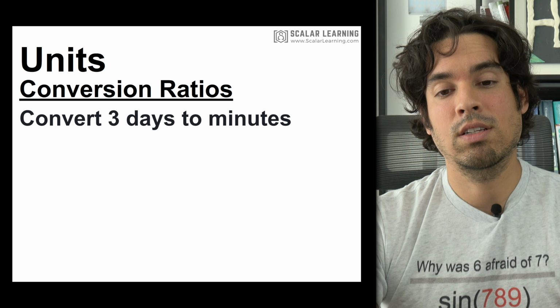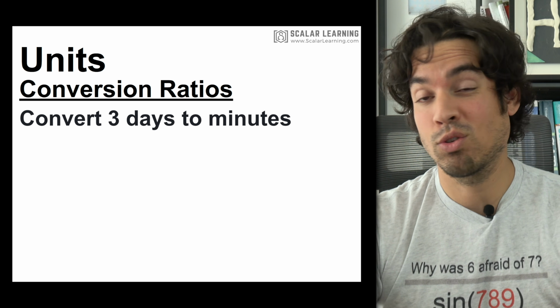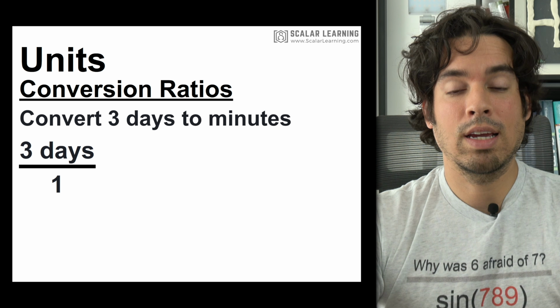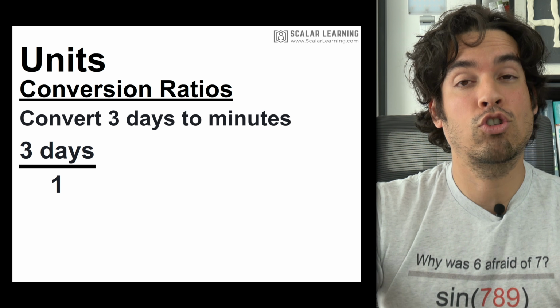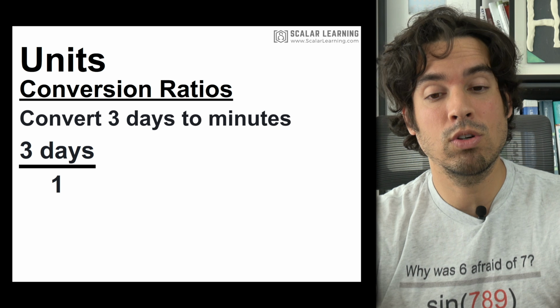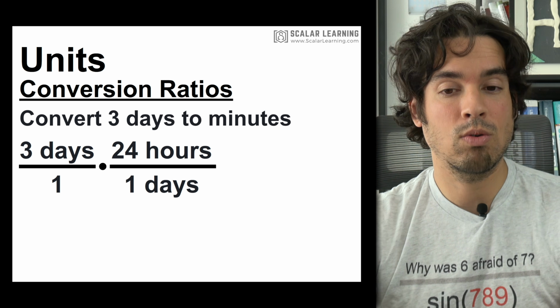Now let's look at a more difficult example involving conversion ratios. So let's say it says convert 3 days to minutes. So this is going to involve a few more steps. Let's check it out. First, we start with 3 days, and I'm going to do it step by step. I'm not going to go straight to minutes. First, I know that it's easy to say we have how many hours in a day? 24 hours in a day.